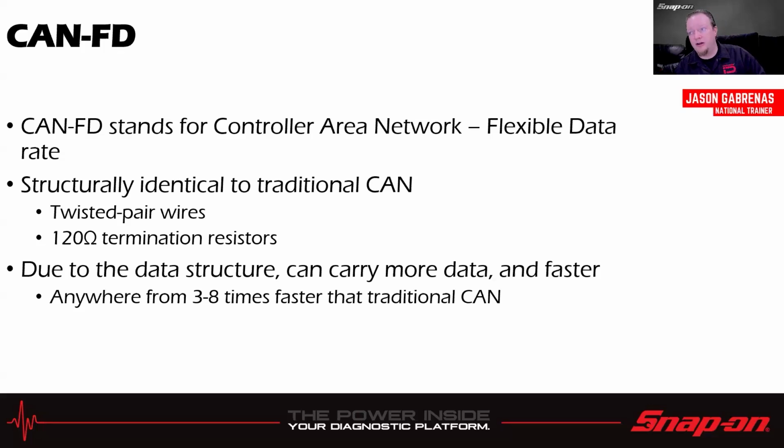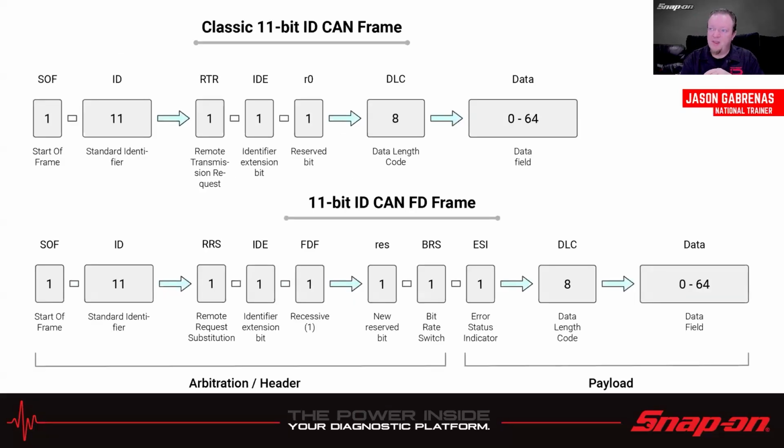CANFD stands for Controller Area Network Flexible Data Rate. So it's CAN bus just with extra stuff. Structurally, it's identical. You can use CAN modules and CANFD modules on the same network interchangeably. It doesn't really make a difference. Twisted pair wires, once again, 120 ohm termination resistors. Due to the data structure, however, they can carry more data and faster, anywhere from 3 to 8 times faster than traditional CAN.